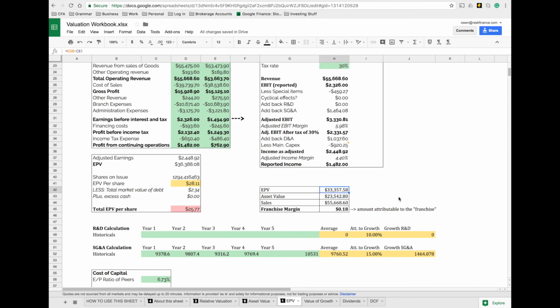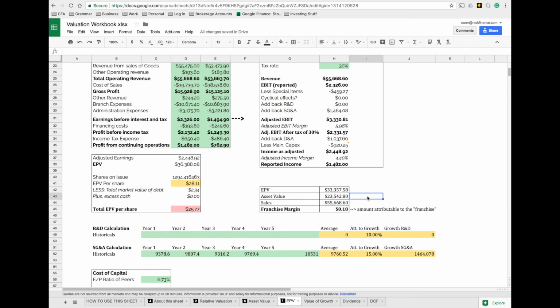So you can see here that the total EPV of the business, I've calculated the EPV up here minus the debt and added back the cash, any excess cash, is $33 billion. The asset valuation from the previous tutorial, which is back here, was $23.5 billion. And the sales of Woolworths is $55.6 billion. What this tells us, this final figure down here, is the franchise margin. So we're calculating the difference between what the EPV valuation told us and the asset valuation told us, and dividing that into units of sales. So 18 cents of every dollar that goes into Woolworths as sales is attributable to the franchise. So 18 cents is attributable to something that's unique about Woolworths, a competitive advantage, a moat, a franchise.